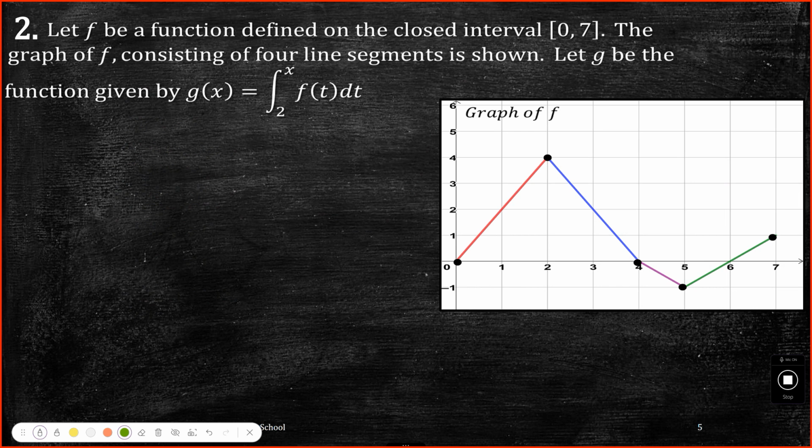Let f be a function defined on the closed interval from 0 to 7. The graph of f is given. Let g be the function given by g of x equal to that. So let's go ahead and copy that down.